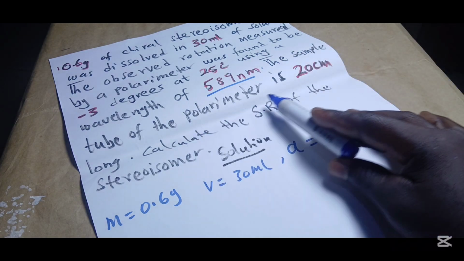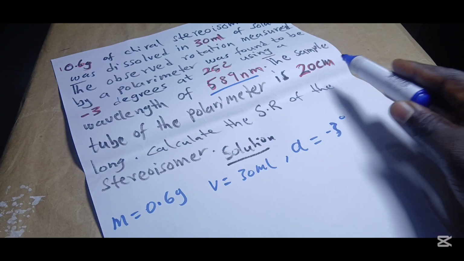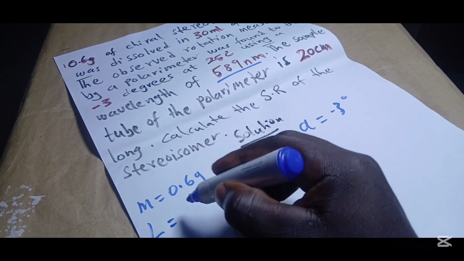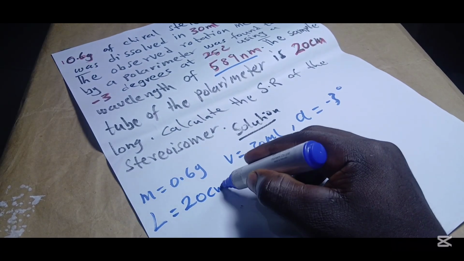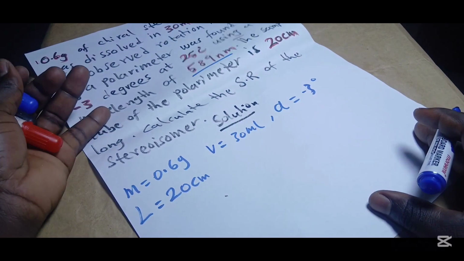The sample tube of the polarimeter is 20 centimeters long. So that should be our L, 20 centimeters. Are there some conventions that we need to make?